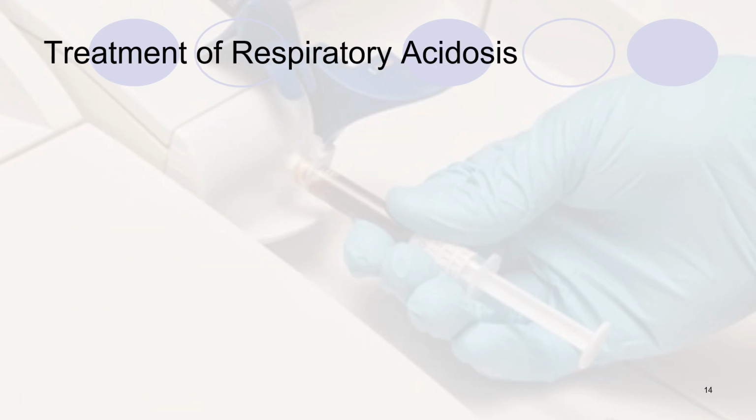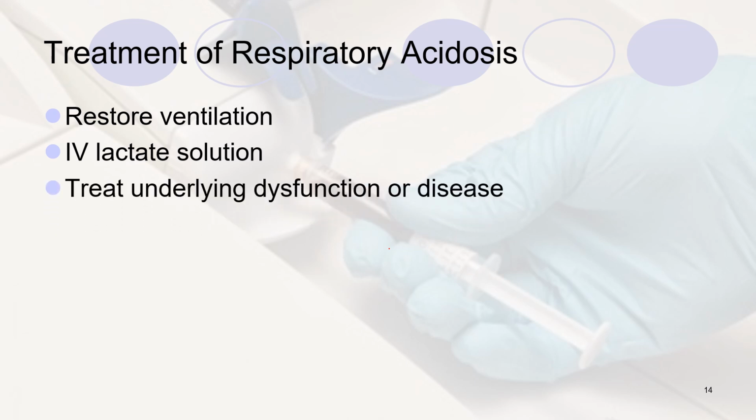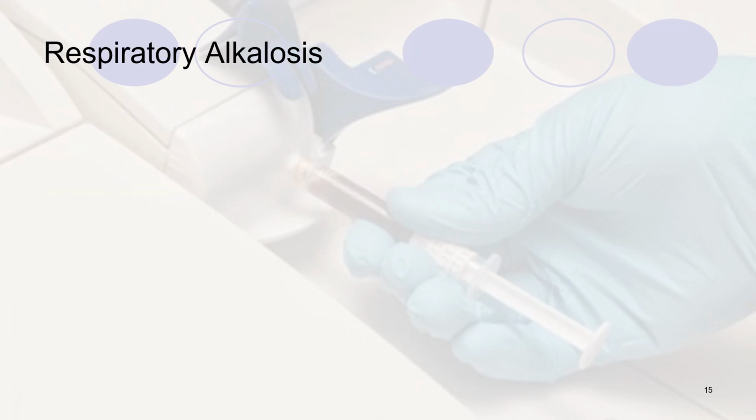Then management: how to treat respiratory acidosis. First of all, restore the ventilation. We have already seen the causes, the factors that interfere with carbon dioxide exchange, so identify the particular factor and restore the ventilation. Then give intravenous lactate solution, and treat the underlying dysfunction or disease.